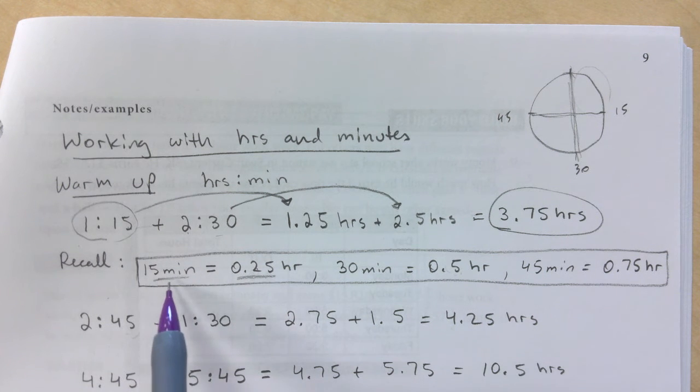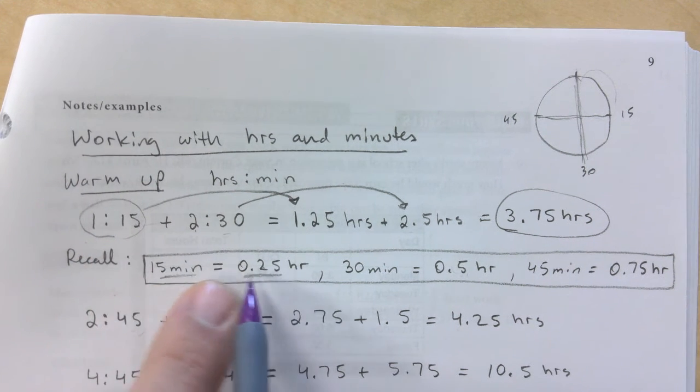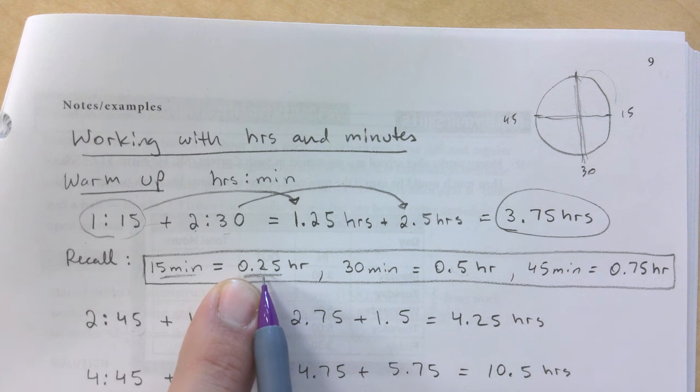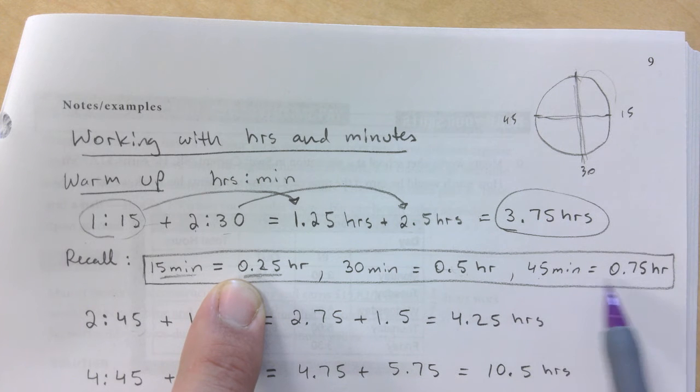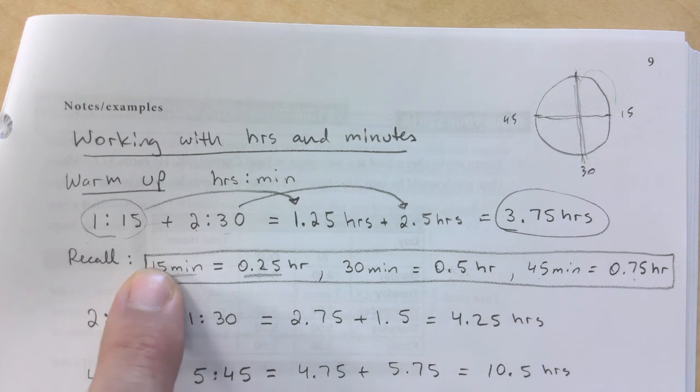That's where I got it, so 15 minutes for us is the same thing as saying a quarter of an hour. 30 minutes is the same thing as saying 0.5 of an hour. 45 is 3/4 of an hour. So you basically divide this by 60, always by 60, because it's out of 60.